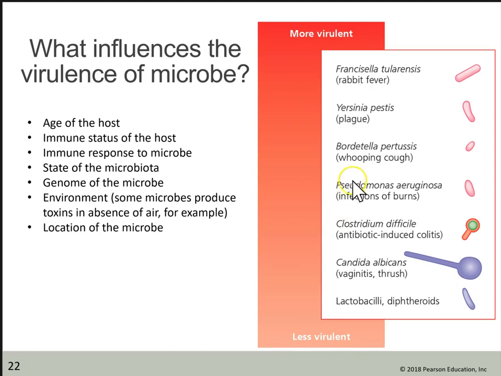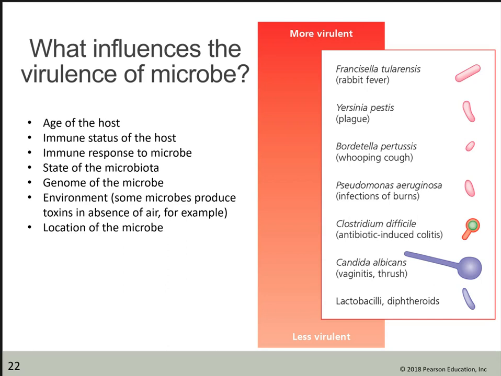But as you go up this chart, you can see that there are microbes that are more virulent. So for example, Francisella tularensis is almost always pathogenic when it comes inside of a host, a mammalian host specifically. Yersinia pestis is another microbe that almost always causes disease when it infects a human. And in these particular cases, you don't need a lot of these microbes to cause disease, and that's what makes these more virulent.